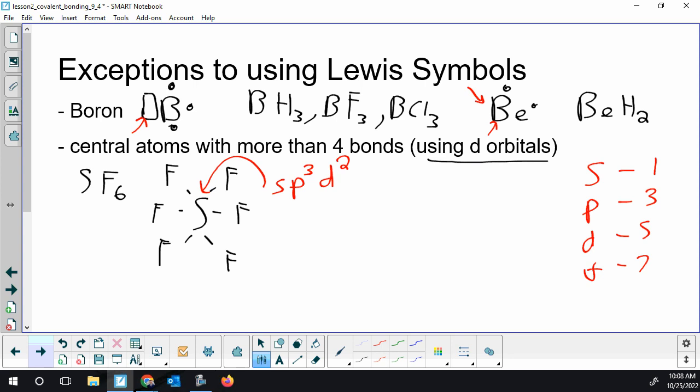Okay. So under exceptions to the octet rule, we've got boron and beryllium, and then we could see some examples with more than 4 bonds. You don't see that in period 2 because there are no d orbitals in period 2. But once you get to period 3, 4, 5, 6, there are d orbitals that can exist. If we think of period 4, there are the 3d orbitals. They might be empty, but they exist. Period 5, there are the 4Ds that do exist, even if they're empty.